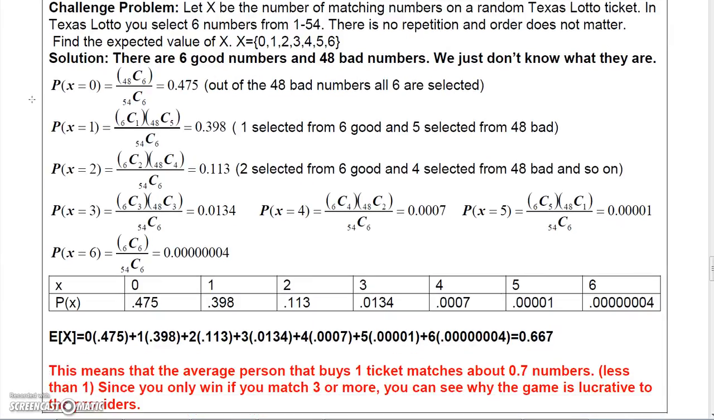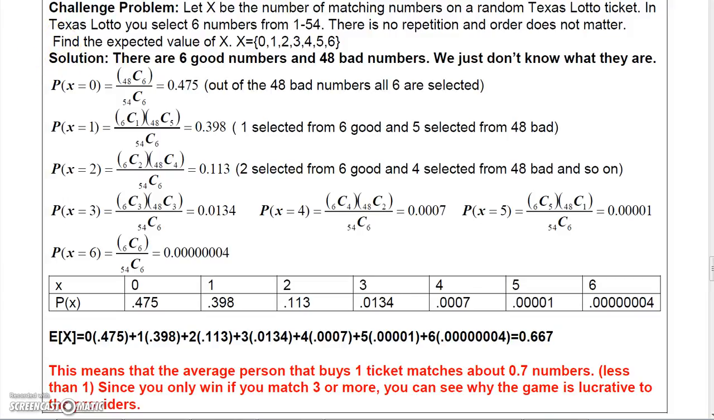I'll let you freeze the video and just read this one. This is just an interesting one where it's a lotto problem, like if you played Texas Lotto. Basically, what I want to do here is find the expected number of matches that someone's supposed to have. So this will tell you the average number of matches on a Texas Lotto ticket.